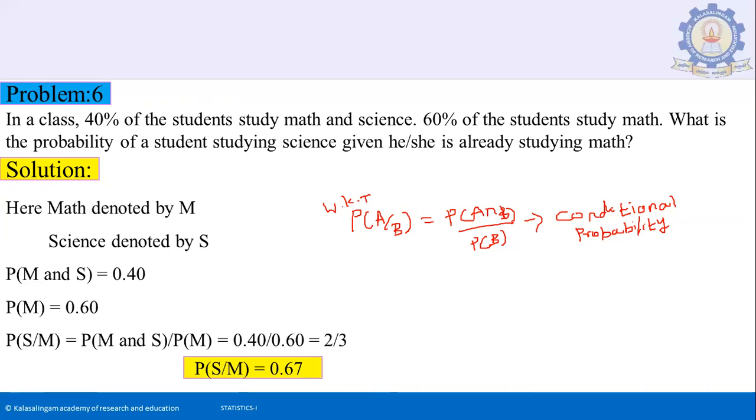Now probability of S given M, by the conditional probability formula, is probability of M intersection S divided by P of M. It is 0.4 divided by 0.6, that is 2 by 3. So probability of S given M is 0.67.